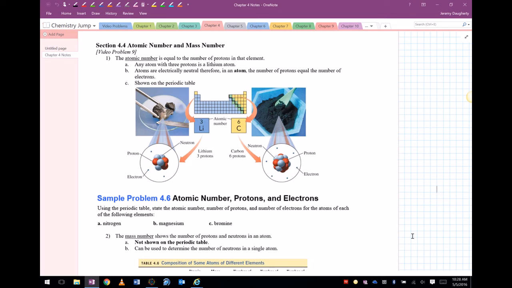All right, section 4.4 on atomic number and mass number. Some important definitions here. A lot of times students will get mass number confused. And again, very, very important stuff that you're going to use for the rest of the year. So let's go ahead and get started.